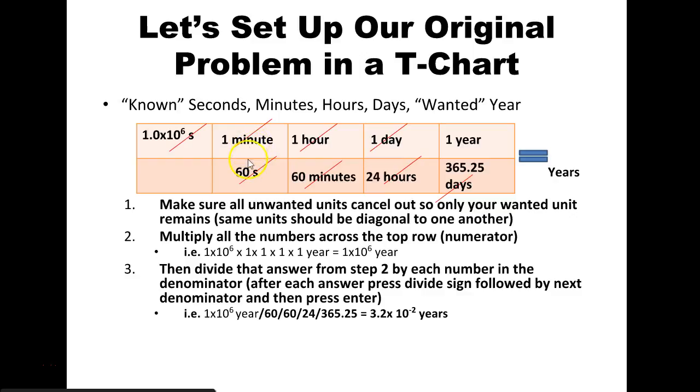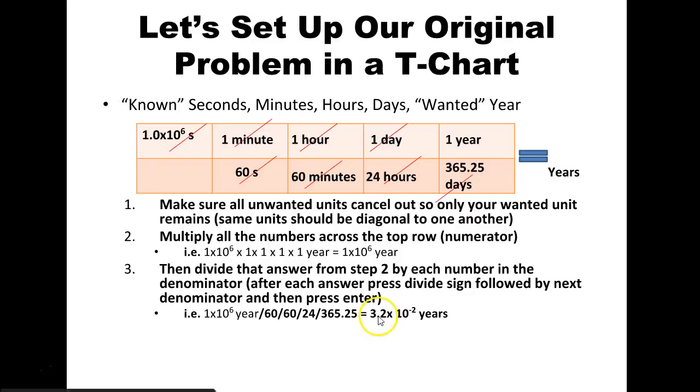Then you divide the numerator you got in step 2, all in your calculator, by each number in the denominator. So after each answer, press the divide sign followed by the next denominator and press enter. So you can do 1 times 10 to the 6th, what you got here, divided by 60, divided by 60, so divide sign 60, divide sign 24, and divide sign 365.25.